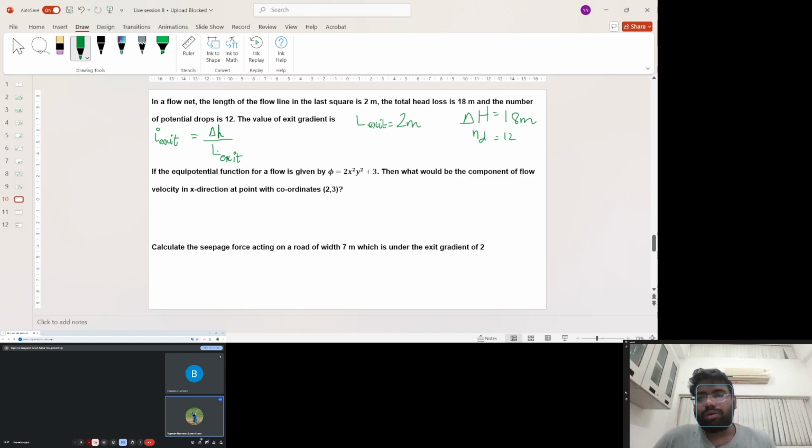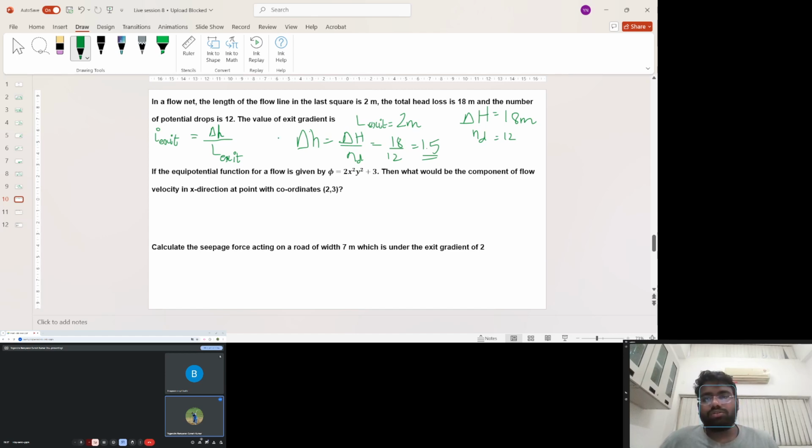Right. So in order to compute this delta h, let us consider there are 12 drops. So the total head loss is 18. At each equipotential drop, the entire 18 meters has to be divided equally among the 12 equipotential drops. So at each equipotential drop, the head loss would be how much? Delta H by Nd, which is 18 by 12, which amounts to 1.5.